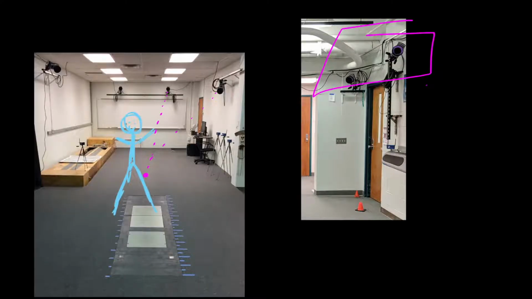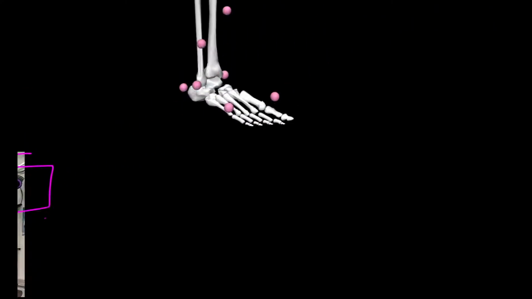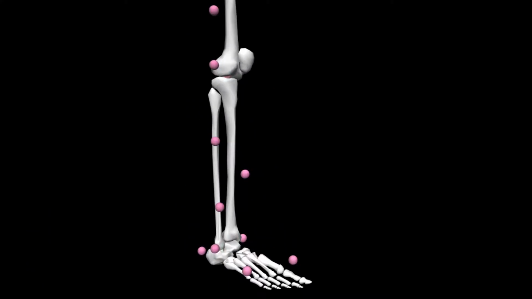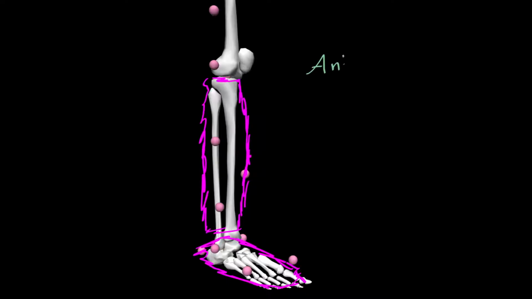So by localizing the three-dimensional position of those dots, if you put several dots on, say, the shin, you can determine the orientation of the shin in space. And then you can do the same thing with the foot, determine the orientation of the foot in space. And then the joint angle that you care about, say, for example, the ankle angle, is going to be the angle between those two segments.